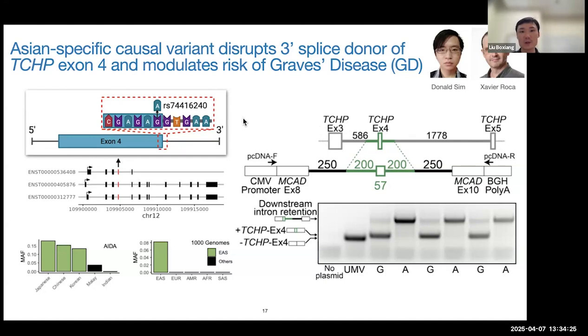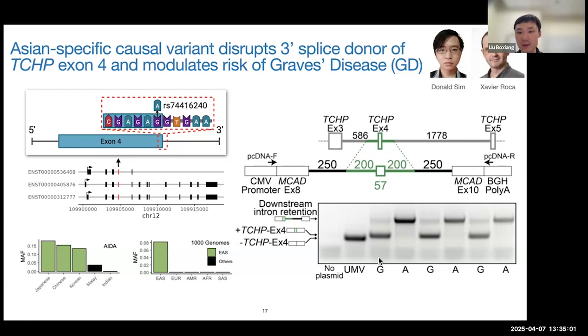And so we can clone this TCHP exon 4 into a minigene vector with its surrounding 200 bp upstream and downstream. We can construct two identical minigene constructs differing only at one base, which is this rs744. Then we can test this by transfecting the minigene into 293 cell lines, and identify the different splicing isoforms using gel electrophoresis.